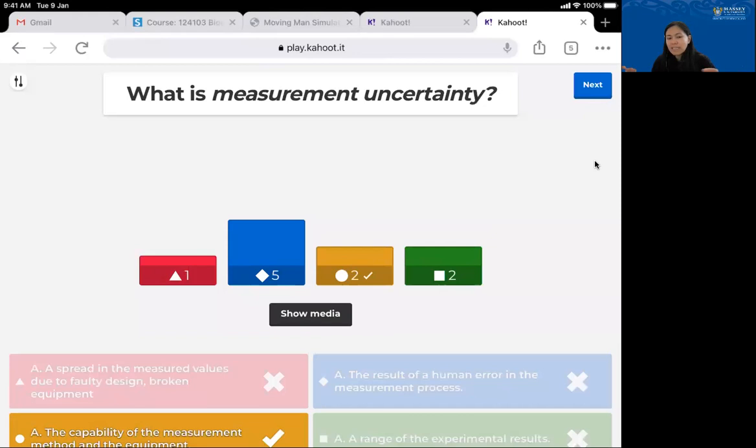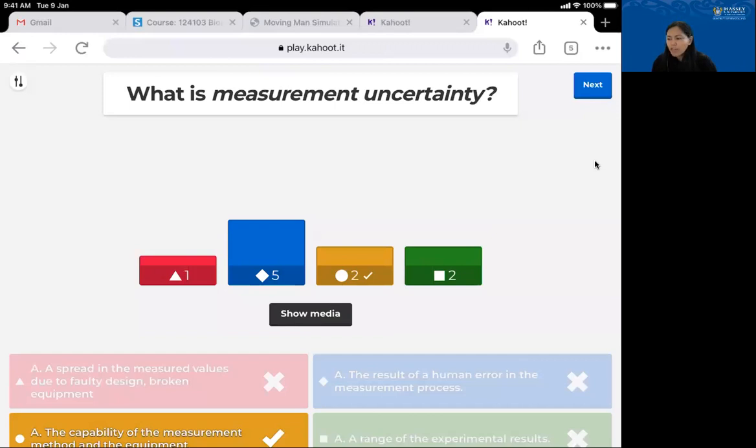So uncertainty is more of the capability of the measurement method and the equipment. So it involves two factors: your measurement method should be accurate enough, and the equipment that you use. If you're using a very crude method, say you're measuring the time it took you to walk by just counting in your head, then you'll have a very big variability in the measurements, a very big uncertainty.